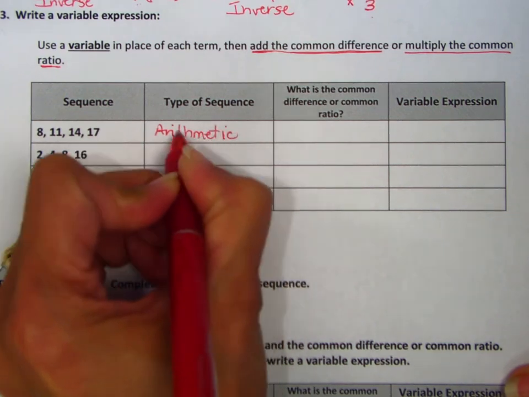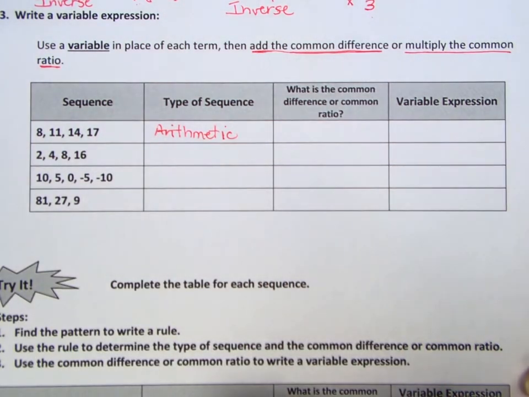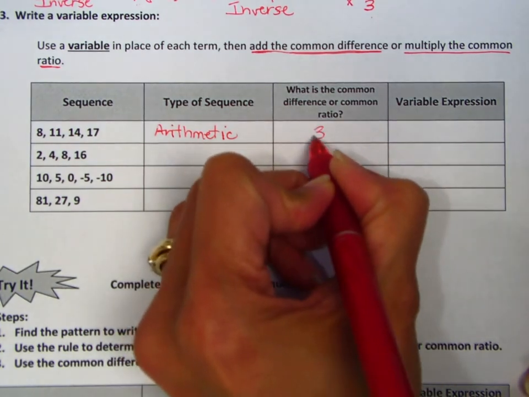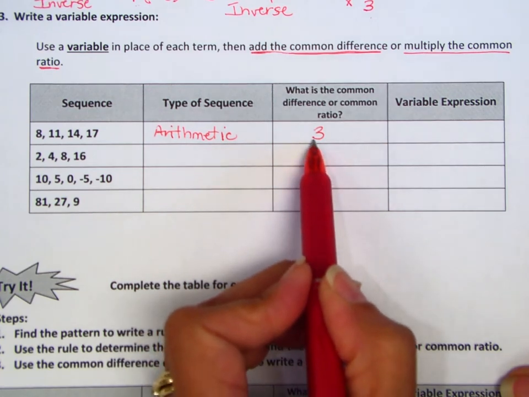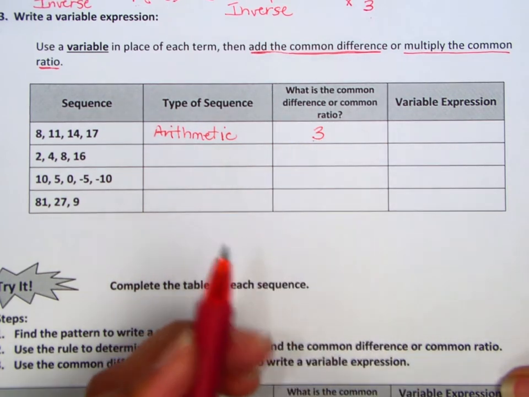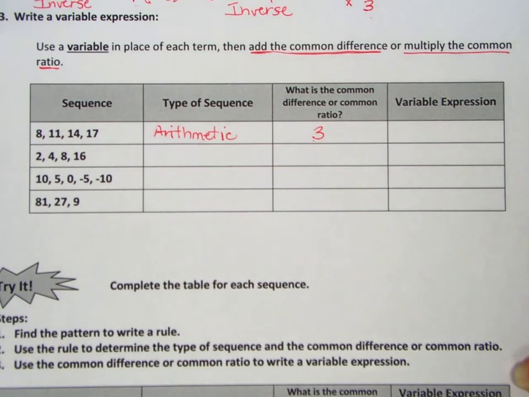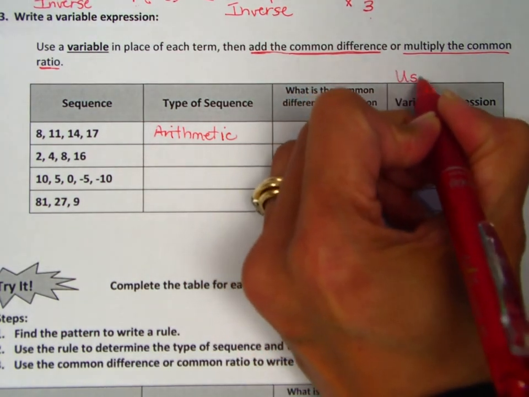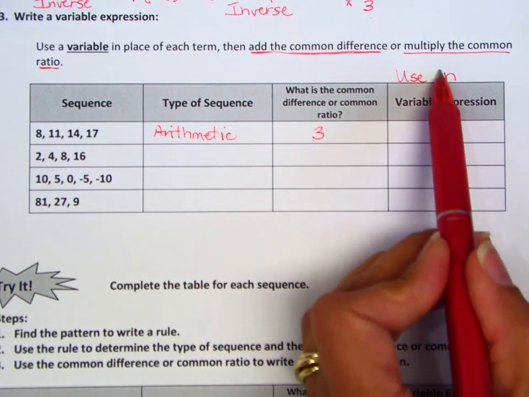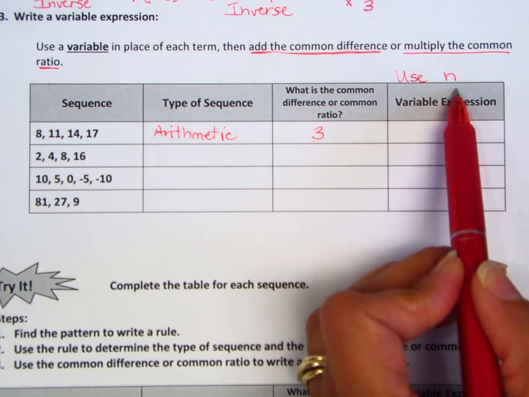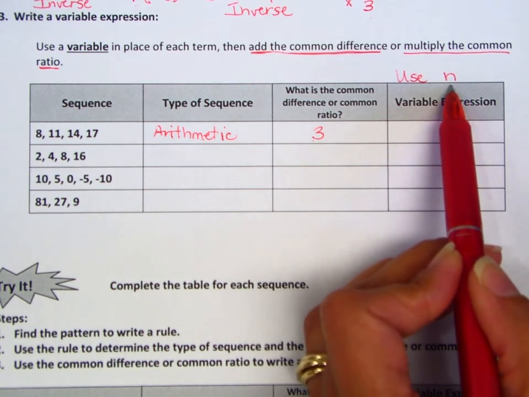sequence because it was adding 3, and we found out that the common ratio or the common difference was 3. So if we want to write a variable expression, we need to come up with a variable. Variables, most of them are acceptable. For now, we're just going to use n as our variable. Remember, that's our unknown. It can represent any number we want it to represent. So in this case, it's going to represent any number in our sequence, any term in our sequence.